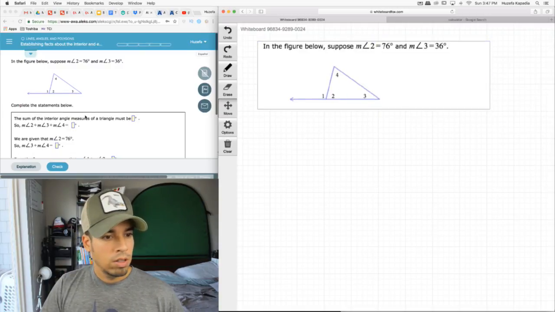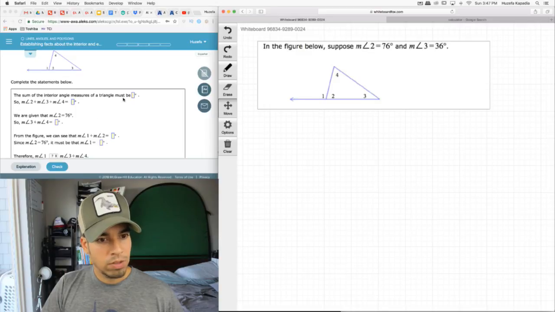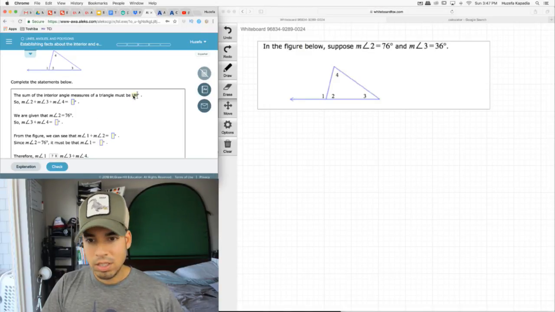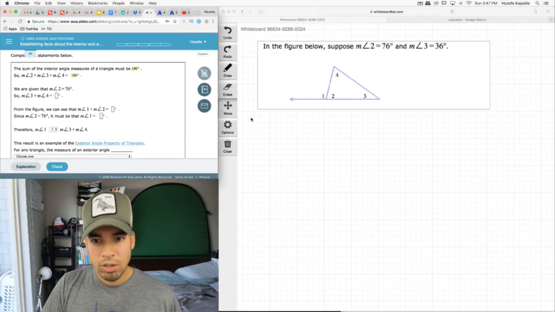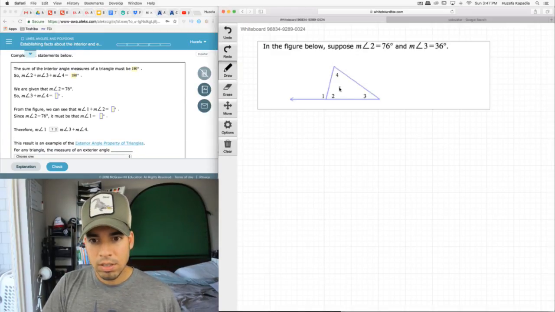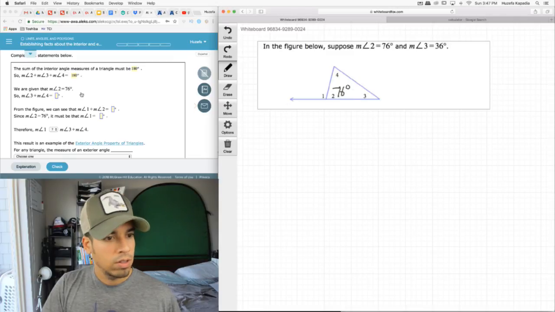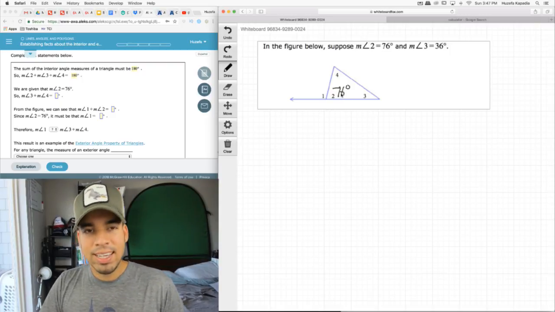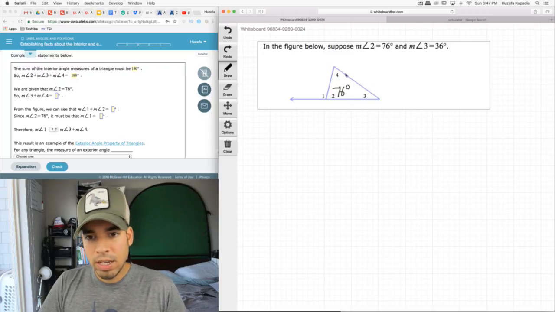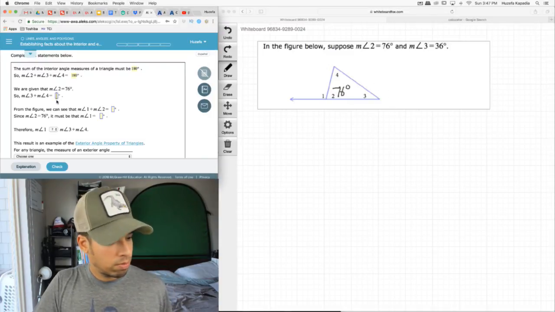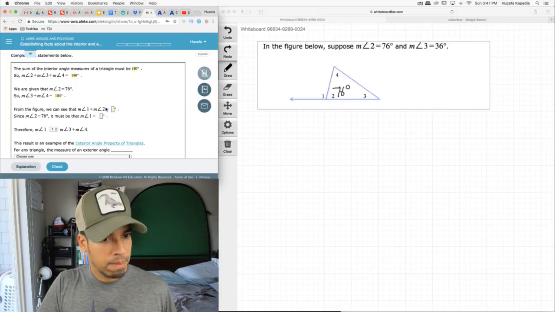The sum of the interior angle measures of a triangle must be 180 degrees. That's always true. So therefore angle 2 plus angle 3 plus angle 4 must equal 180. Now we know that angle 2 equals 76. So let's put that in here. Then angle 3 plus angle 4 must equal, well, if this is 76, these two must add up to 104. Why? Because 104 plus 76 is 180. Therefore angle 3 plus angle 4 must equal 104.